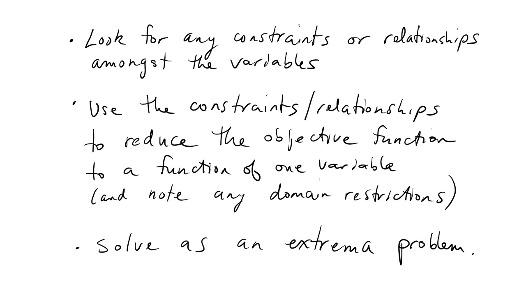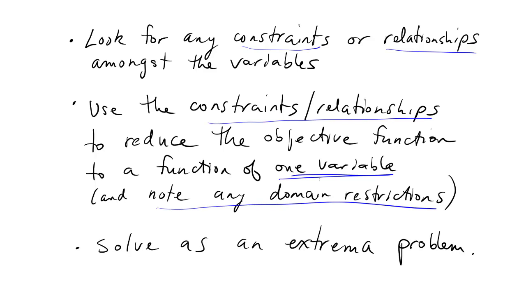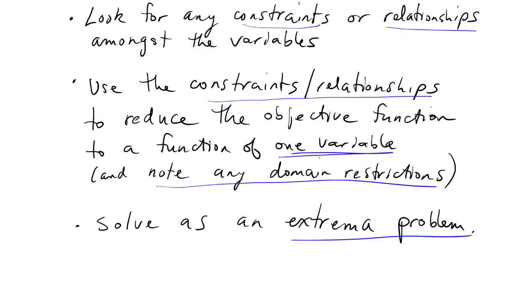So then what we're going to do is look for any constraints or relationships amongst the variables. All right, something has to be there that's not allowing us just to use as big of values as we want or as small of values as we want. So we look for that and identify that. Make some equations out of it. Then we use those constraints or those relationships to reduce the objective function to a function of one variable. And we should note any domain restrictions because there's got to be some restriction here on the values that we're allowed.